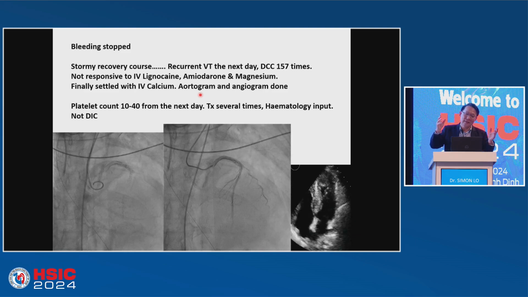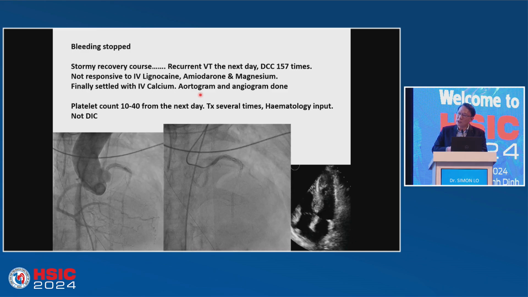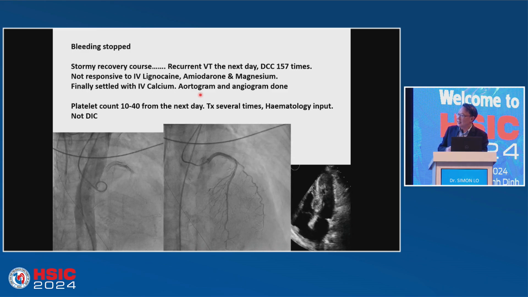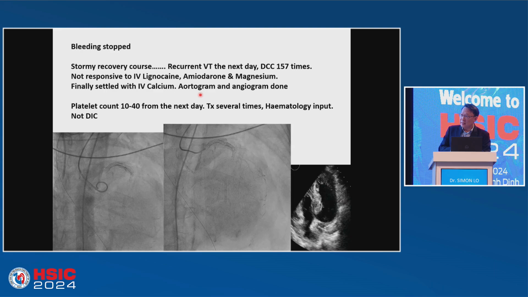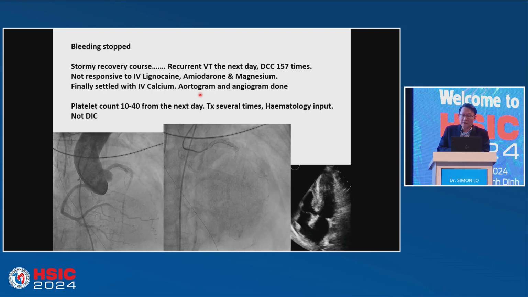And I keep telling the nurse, press the button will do. Each time she gets the VT. Did not respond to lignocaine, amiodarone, or magnesium. But finally, the next day, lunchtime, I managed to convert her or stabilize her using intravenous calcium.